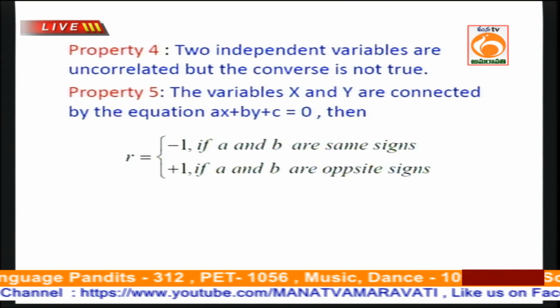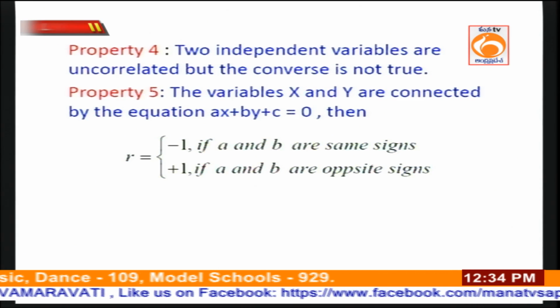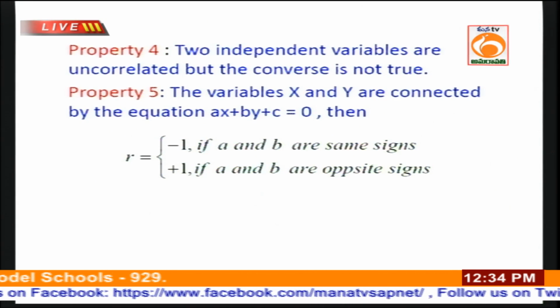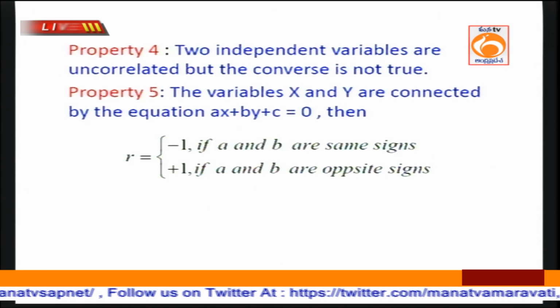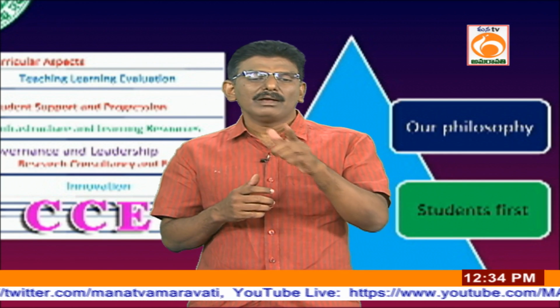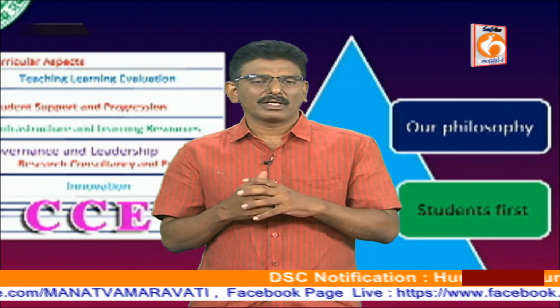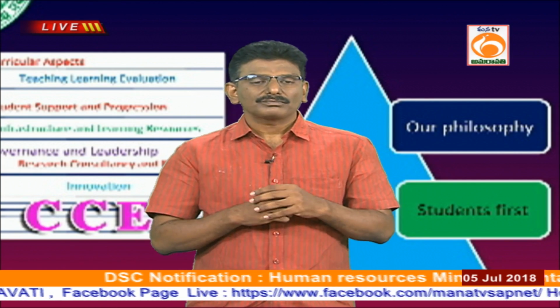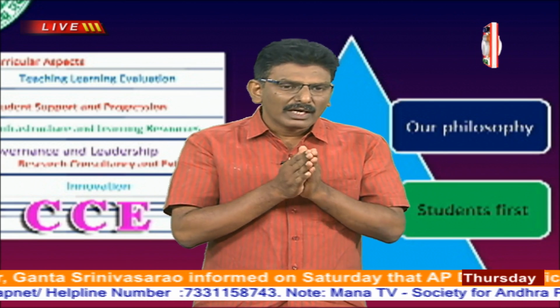If a and b have opposite signs, in this case R of x comma y is equal to +1. For example, 3x plus 4y plus 5 equal to 0, R of x comma y is -1. And 4x minus 7y plus 5 equal to 0, R of x comma y is equal to +1. So this is another very important property. Using all these properties, we can easily solve any problem related to correlation analysis.